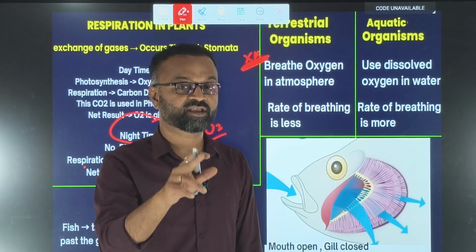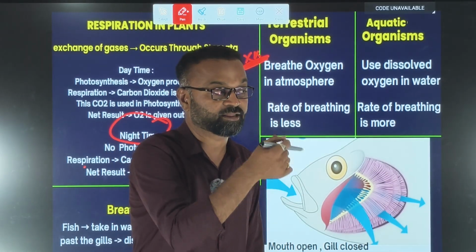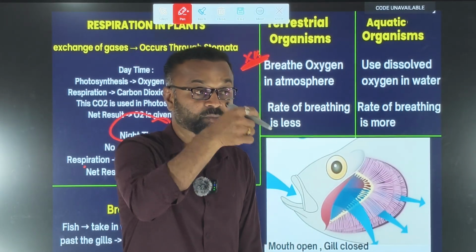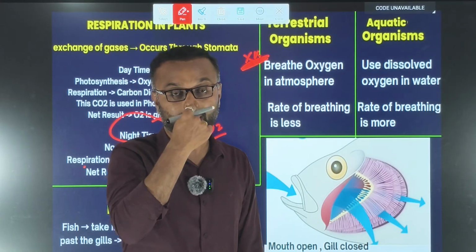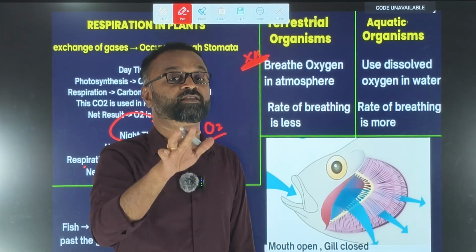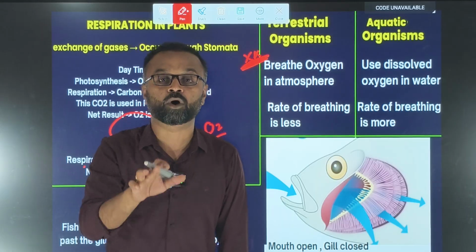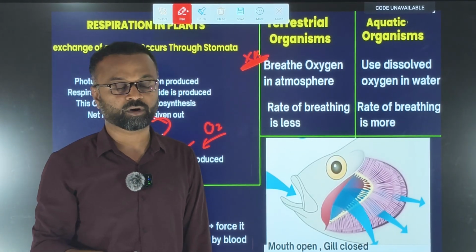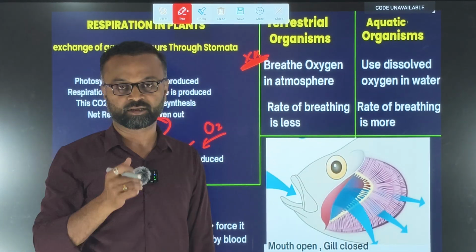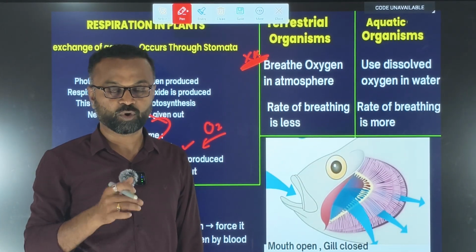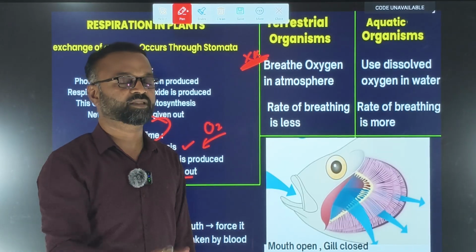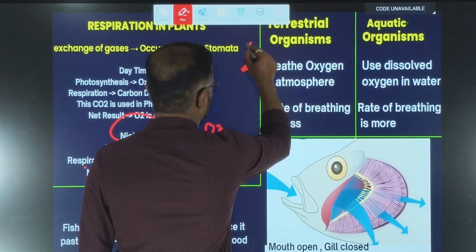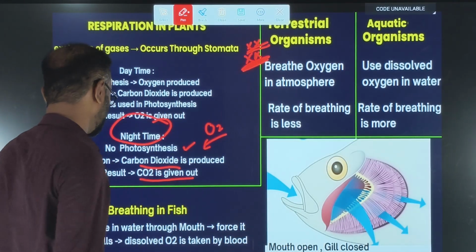But aquatic organisms need to pick and utilize the oxygen which is present in the dissolved form, and as I mentioned, oxygen is only fairly soluble in water. Only some amount of oxygen will be dissolved in that particular water. That oxygen needs to be utilized by the aquatic organism. So aquatic organisms breathe faster compared to terrestrial organisms. Remember, very important. Sometimes they'll ask this question.